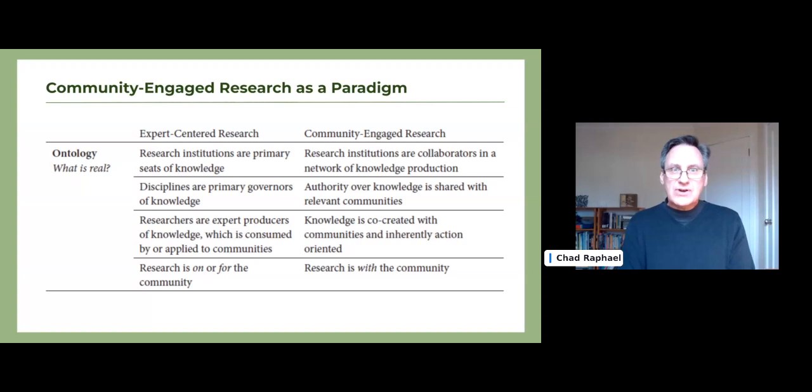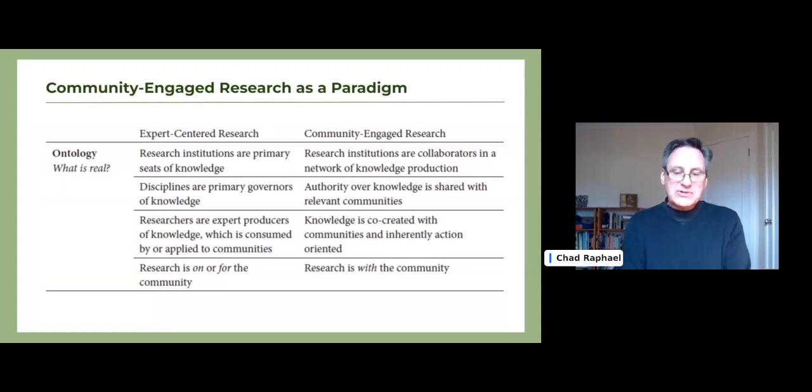And we often contrast paradigms according to 3 dimensions. The first being ontology. What is real according to this paradigm? In the expert-centered paradigm, research institutions are the primary seats of knowledge, and disciplines, our fields, are the primary governors of what counts as knowledge. In contrast, in CER, research institutions are seen as collaborators in a network of knowledge production that includes community organizations as well. And therefore, the authority over that knowledge is shared with relevant communities.